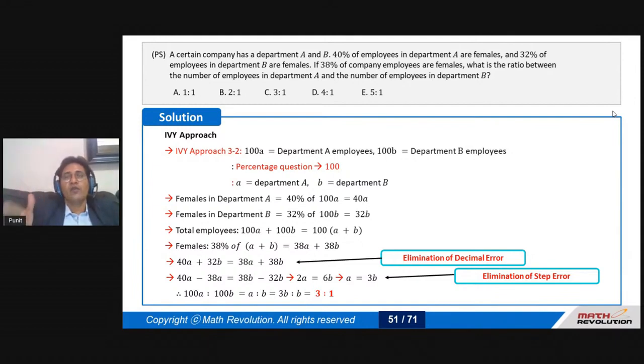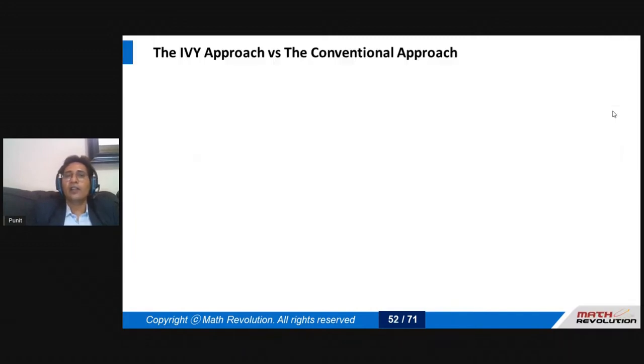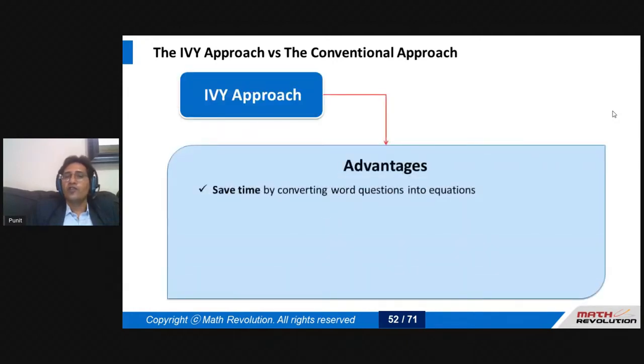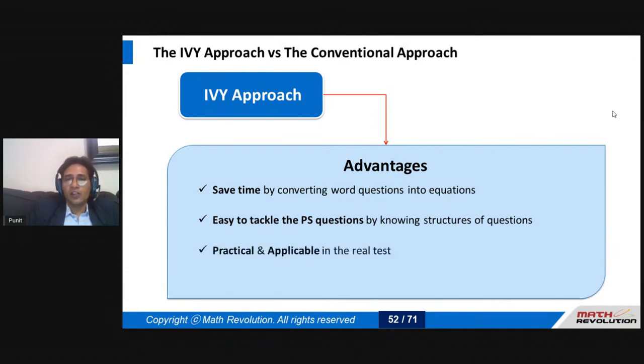which says that if you're dealing with percentages, take the number as 100. If you're dealing with fractions, go with the LCM method. If dealing with ratios, go with the LCM method. So, IV approach versus the conventional approach. IV would always save your time by converting the words into equations quickly, easy to tackle the PS question, practical and applicable in the real test.